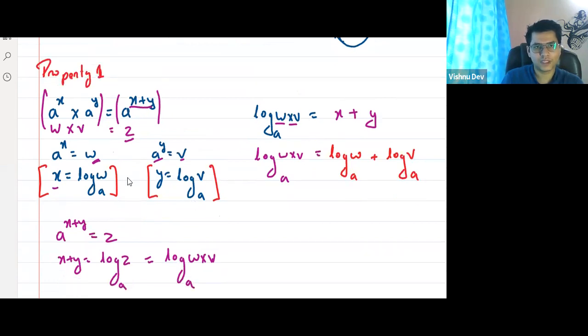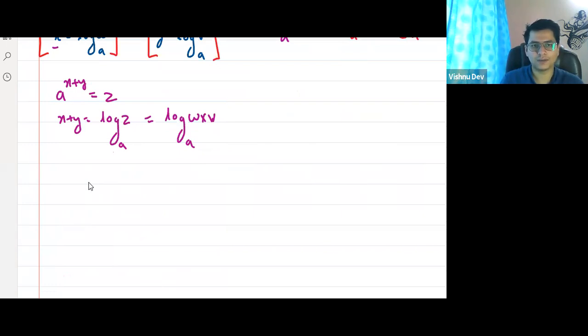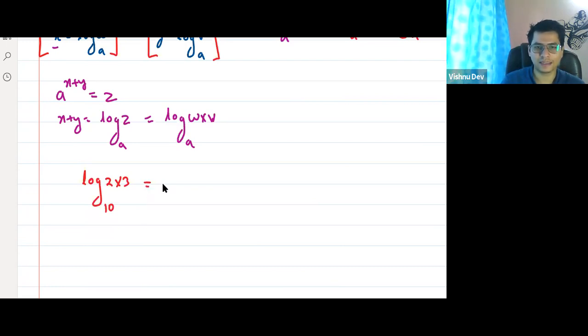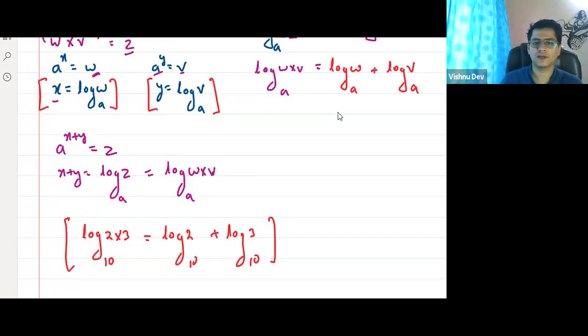So let's see one example. I have log 2 into 3 base 10. Right? So if this is x, log 2 into 3 base 10 can be written as log 2 base 10 plus log 3 base 10. Yes or no? Using this property, this is an example. Is it clear to everyone?